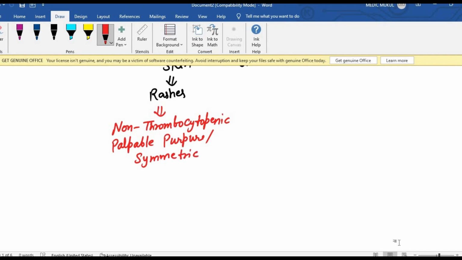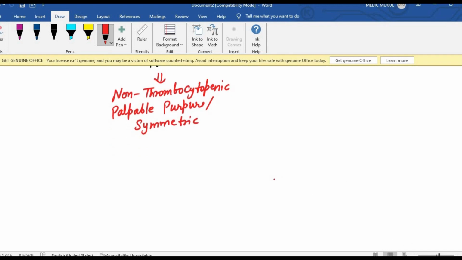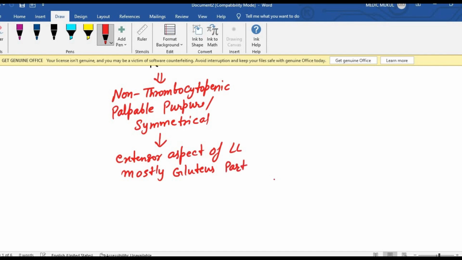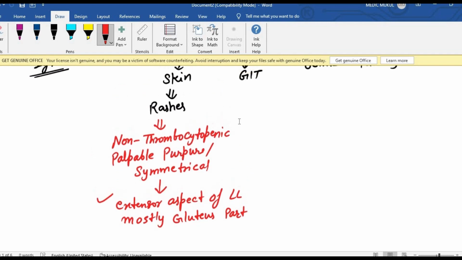And predominantly where will they be present? They will be present in the extensor aspect of the lower limbs, and mostly on the gluteal region. So remember, these are palpable purpura, and they look like non-thrombocytopenic lesions.